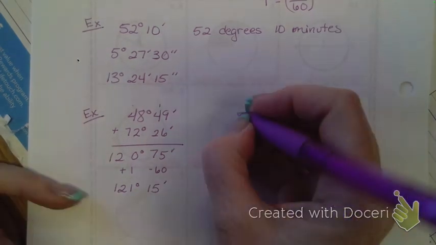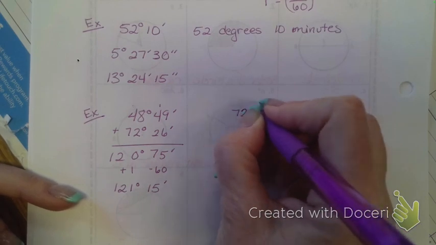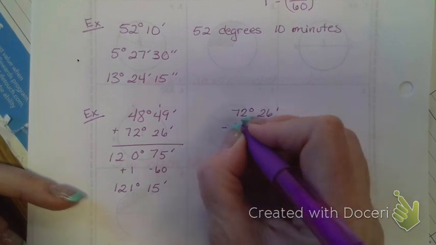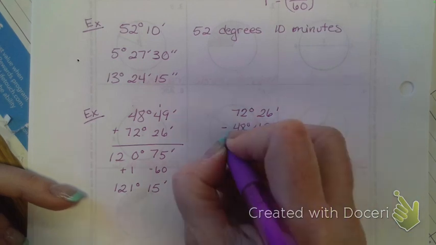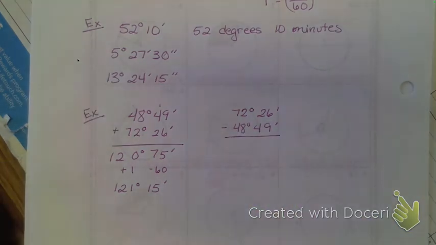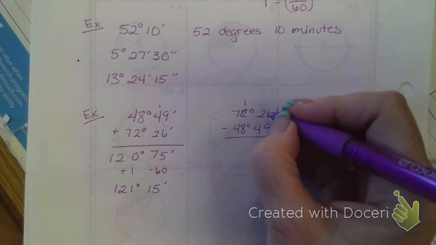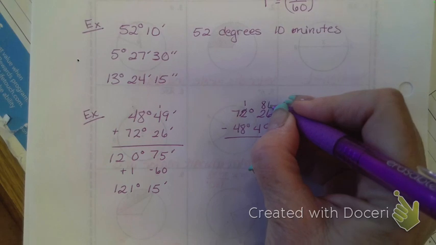I'm going to do it the other way around. So I have 72 degrees, 26 minutes, minus 48 degrees, 49 minutes. Can you borrow the same one? I have to borrow, don't I? I'm going to borrow 1 degree, but it turns into how many minutes? 60. So this 60 plus 26 would be 86.